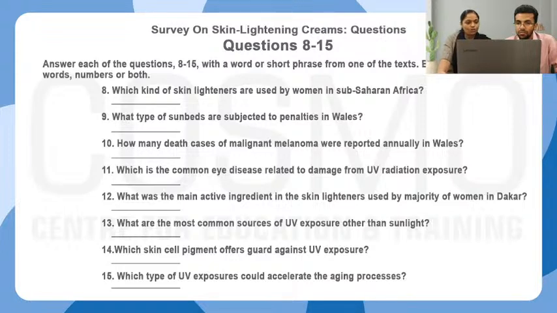Okay, the 12th question. What was the main active ingredient in the skin lighteners used by the majority of women in Dhaka? So what are the keywords and in which text can you find these keywords? Question number 12. I think right from the name of the place itself, they can easily identify the text.